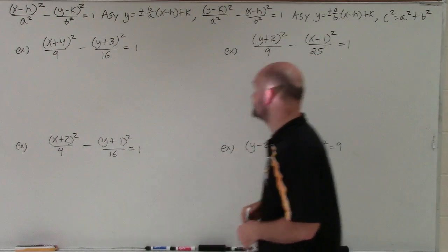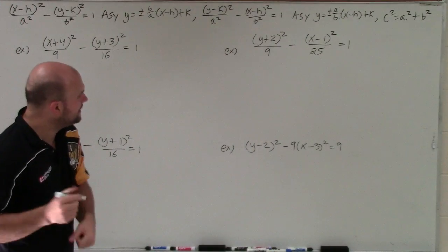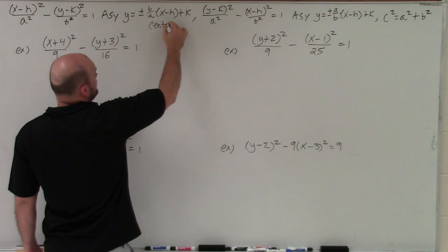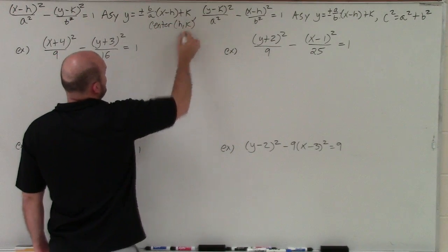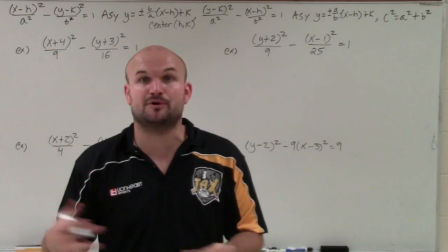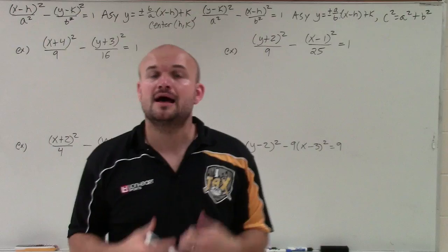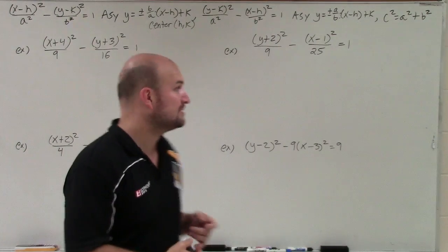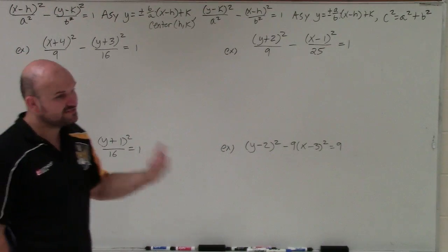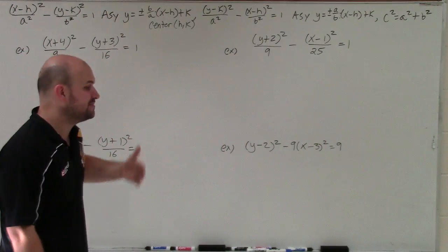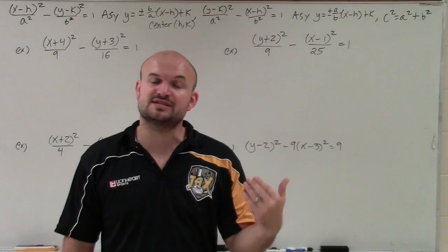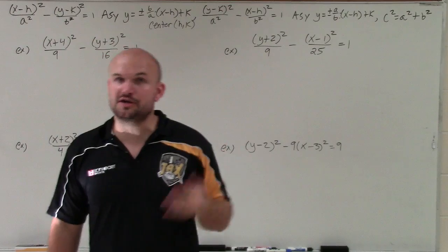I didn't write it up there, actually. But if you remember from ellipses, and as well as from parabolas, the center is always going to be h comma k. So even though there are so many differences between parabolas, ellipses, and hyperbolas as far as what they look like in their equations, the h and the k is still the same. Also, remember that from a hyperbola to an ellipse, the values of a, b, and c are still the same. A represents the distance from the center to your vertices, b represents the distance from your center to your co-vertices, and c represents the distance from your center to your foci.